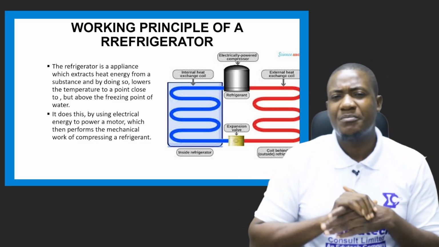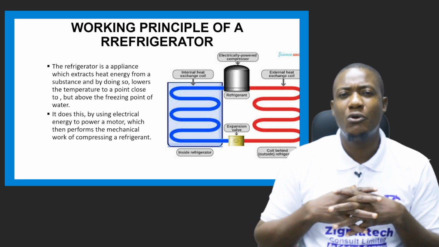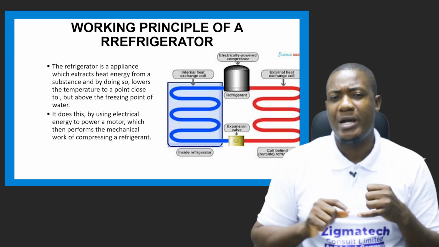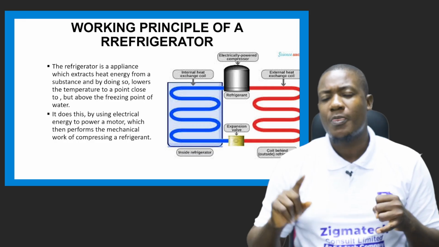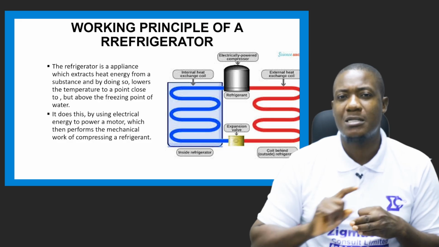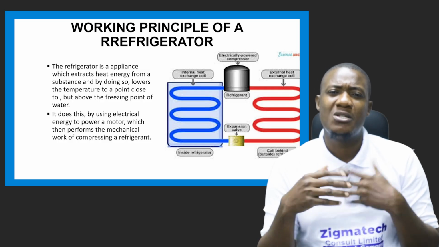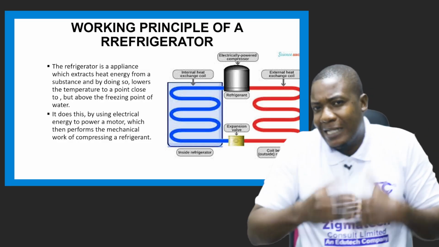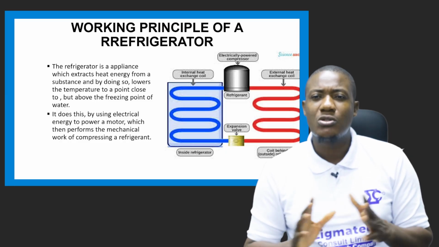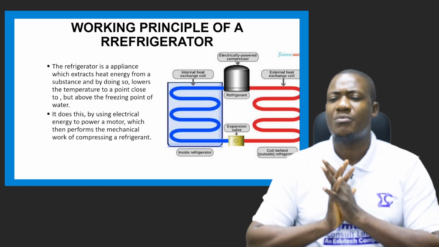Freon has a chemical name we call dichloro-difluoromethane. That's the chemical name of Freon. Dichloro-difluoromethane. That's Freon 12. Freon 12 is preferred because of its ability to change easily to vapor and also be compressed back to liquid.